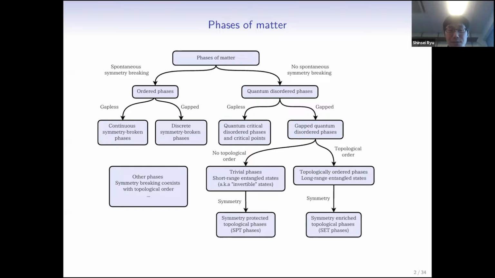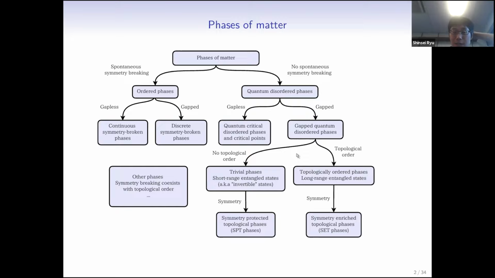I will be mostly interested in phases which are not characterized by local order parameter. So that's something we may call quantum disordered phases. And then another important ingredient is the excitation gap. So we will be interested in gapped phases of matter. So we are here. And then I think in these gapped phases of matter, there may be interesting topological properties. So some of them I've listed here.